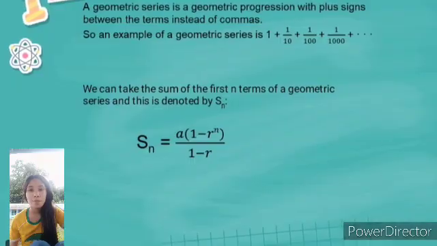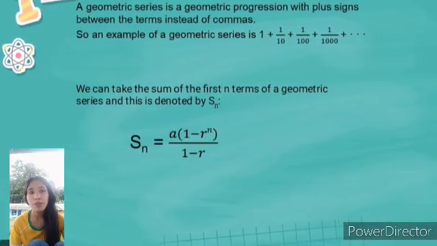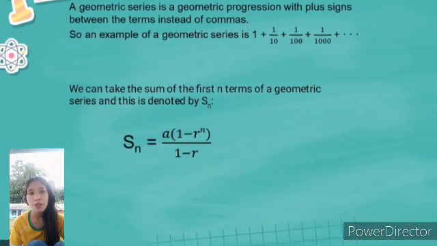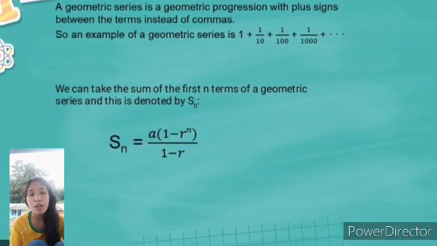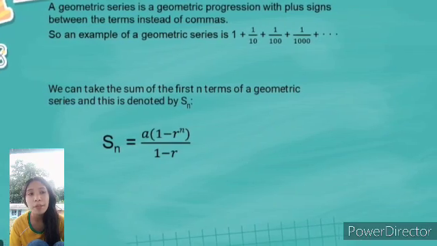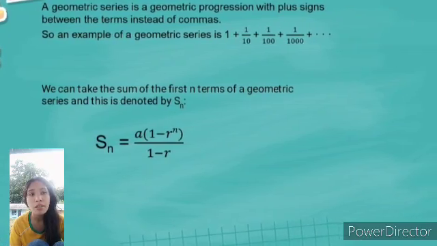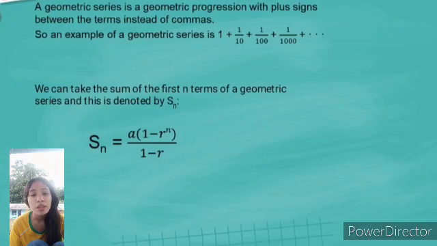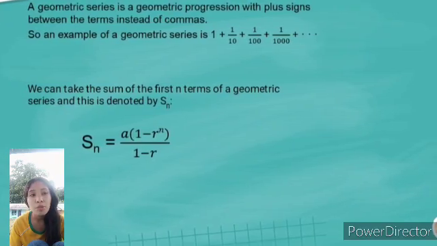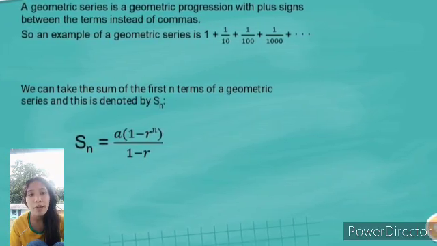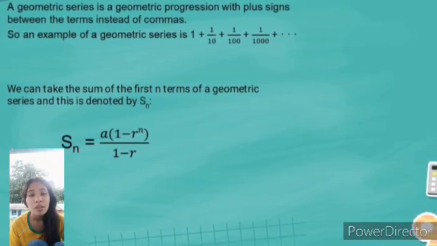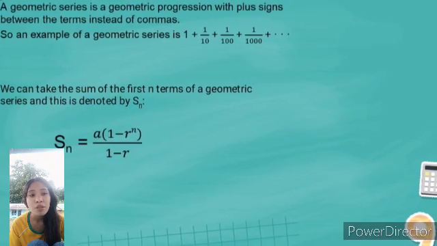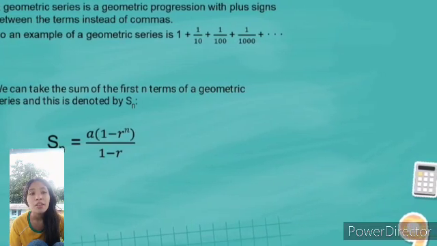A geometric series is a geometric progression with plus signs between terms instead of commas. So an example of a geometric series is 1 plus 1 over 10 plus 1 over 100 plus 1 over 1000, and so on. We can take the sum of the first n terms of a geometric series, and this is denoted by S subscript n. S subscript n is equal to a times the value of 1 minus r raised to n, over 1 minus r.